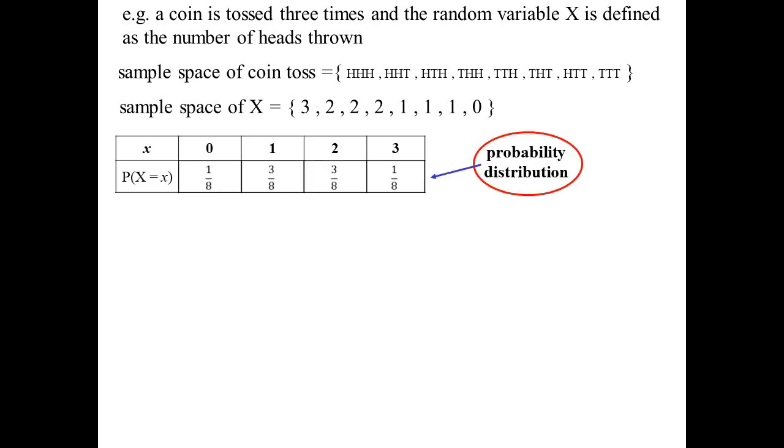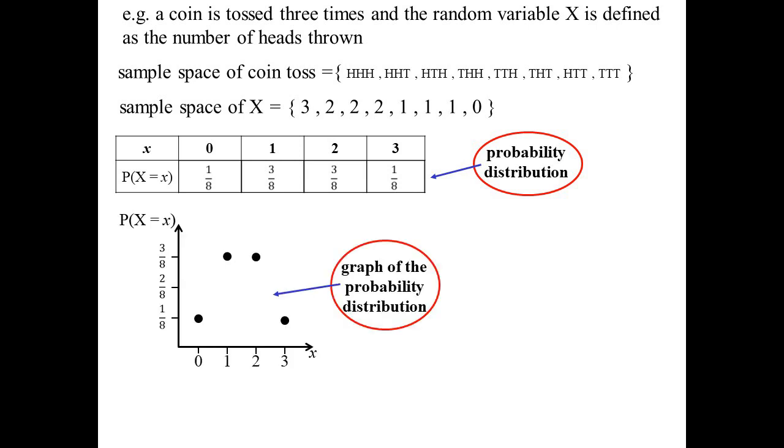Now if I put that into a table, so little x is the number of times that it occurs. And so the probability that x equals little x, so 1/8, 3/8, 3/8, and 1/8. So that's our probability distribution. If I was to plot it, and you can see on the x-axis I've placed 0, 1, 2 and 3, and then I've plotted the relevant probabilities. And that's a graph of our probability distribution.